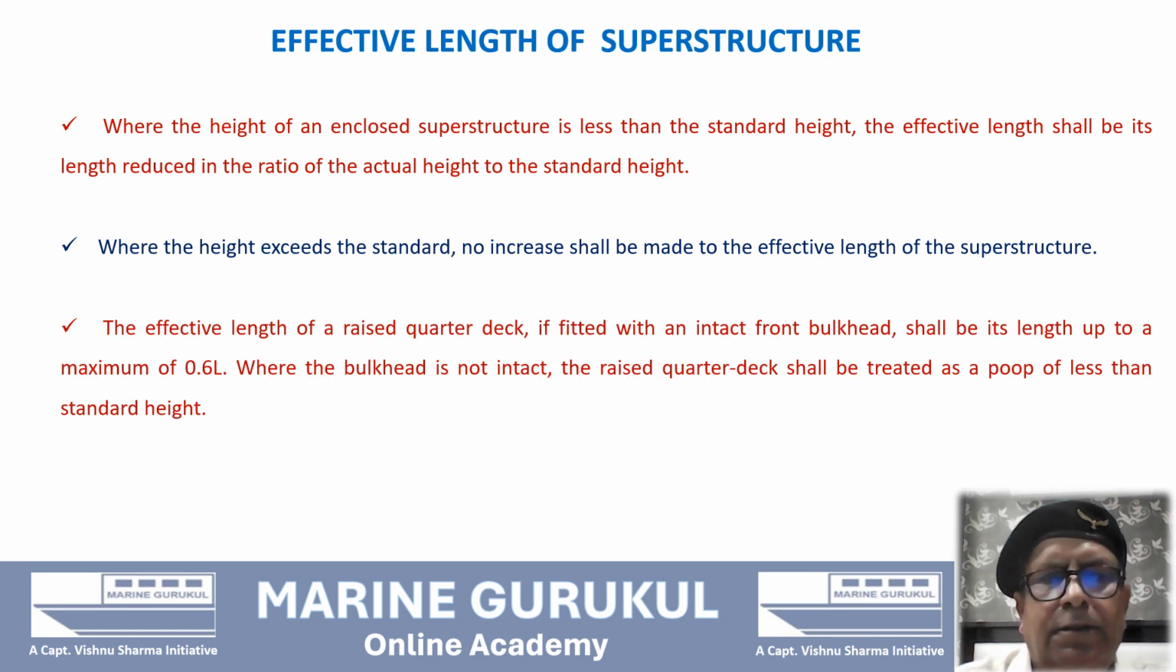The effective length of a raised quarterdeck, if fitted with intact front bulkhead, shall be its length up to a maximum of 0.6 L. If you remember, raised quarterdecks had the requirement of lesser standard height. So if a raised quarterdeck is fitted with an intact front bulkhead, then its total length can be counted towards the effective length of the superstructure, provided this number does not exceed 60% of the ship's length.